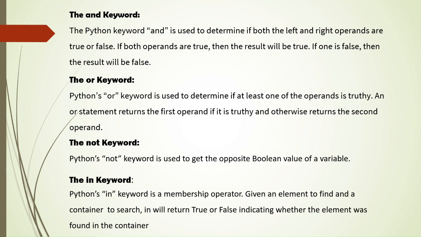The not keyword. Python's not keyword is used to get the opposite Boolean value of a variable, which is, if the input is true and we include a not, then the output is false, and it works in the opposite way similarly.